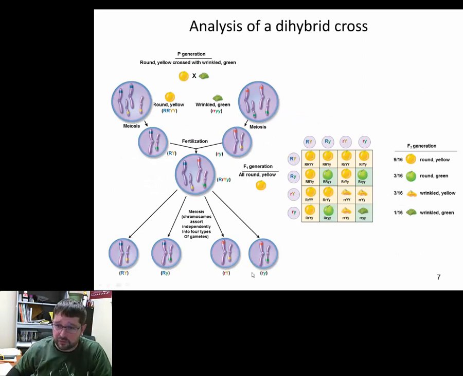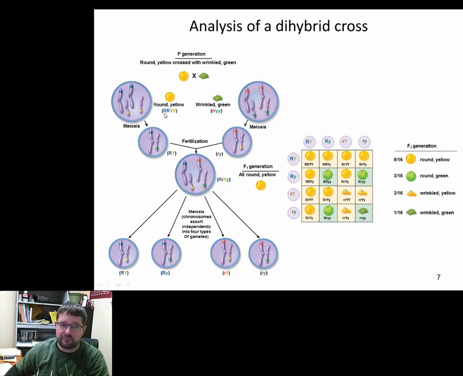Okay, now for a little more complexity. So those were monohybrid crosses. One trait from each parent. So purple, white. Now we're going to look at dihybrid crosses. A little more complex, but nonetheless mathematically fairly easy to figure out. So now let's say we're interested in crossing a round yellow seed with a wrinkled green seed. Round and yellow is dominant, and wrinkled and green is recessive.